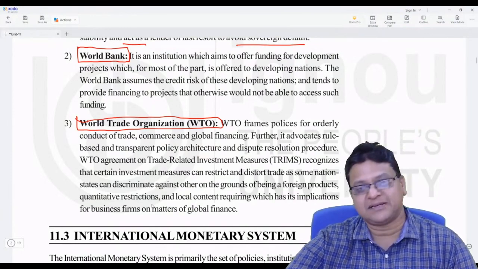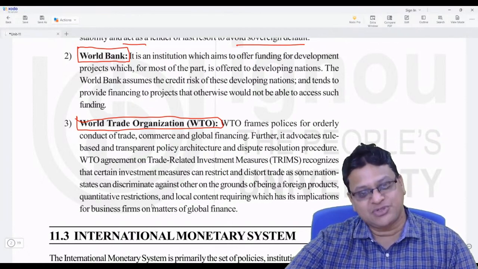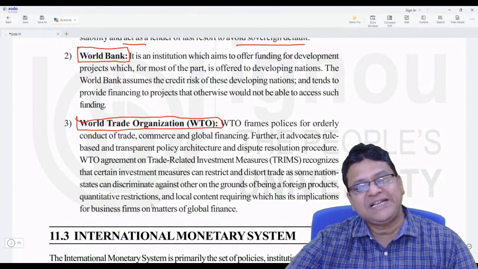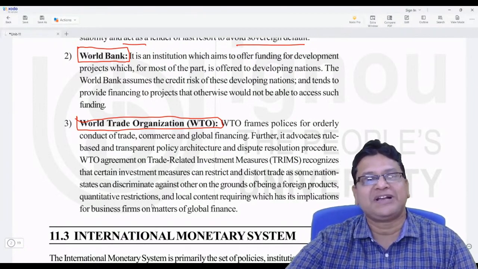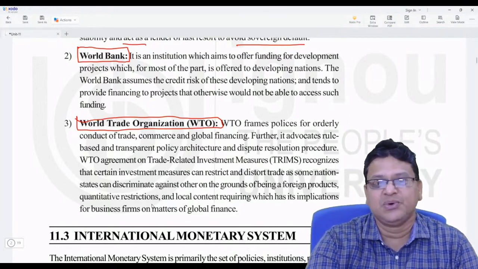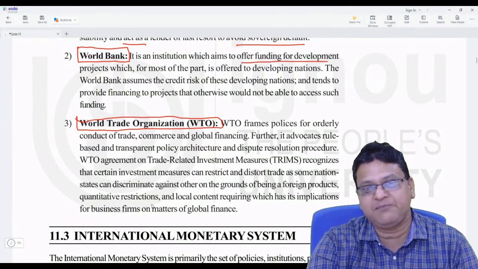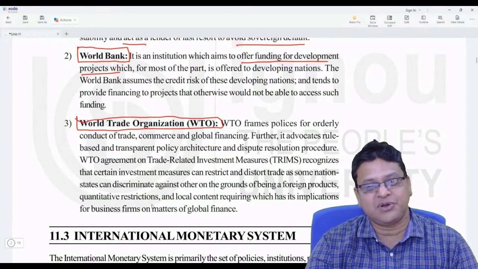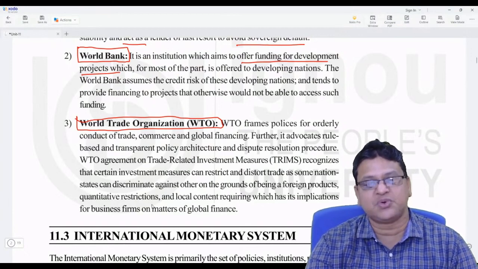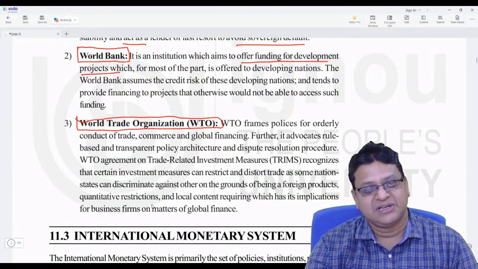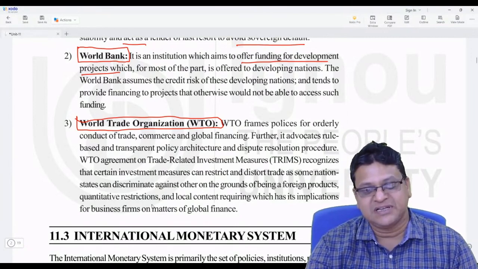So what is World Bank? World Bank is also a bank. It also provides funds to the member countries, to the members. But it provides funds for developmental projects. So it is an institution which aims at funding development projects, for construction of road, bridge, dam, school, colleges, all sort of infrastructure, net, internet connectivity.